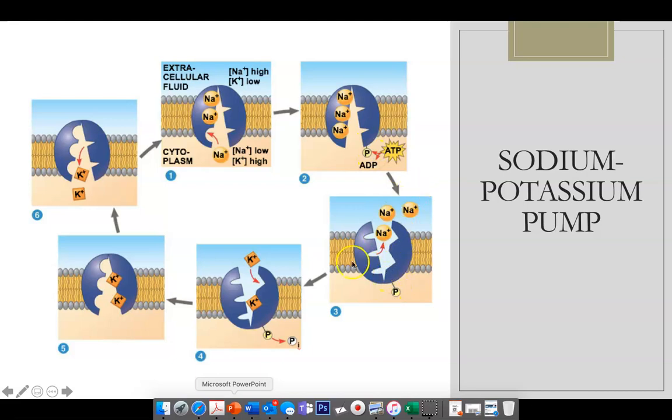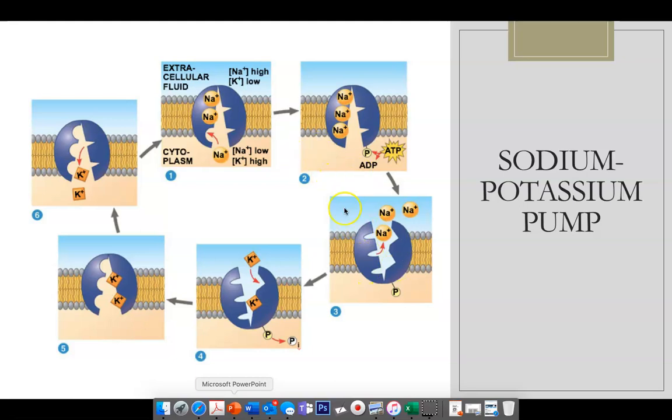Now, when that carrier protein changes its shape, it closes to the cytoplasmic side, but opens to the extracellular side of the plasma membrane. By changing its shape, it also changes its function. Remember, structure dictates function. So when it opens to the opposite side of the plasma membrane, it loses its affinity for, or attraction to, sodium. When it loses its affinity for sodium, the sodium ions are released outside of the cell. And at the same time that it loses its affinity for sodium, it gains an affinity for potassium ions.